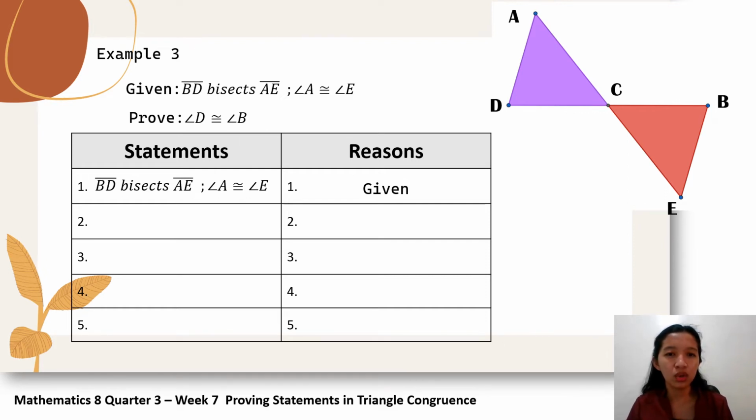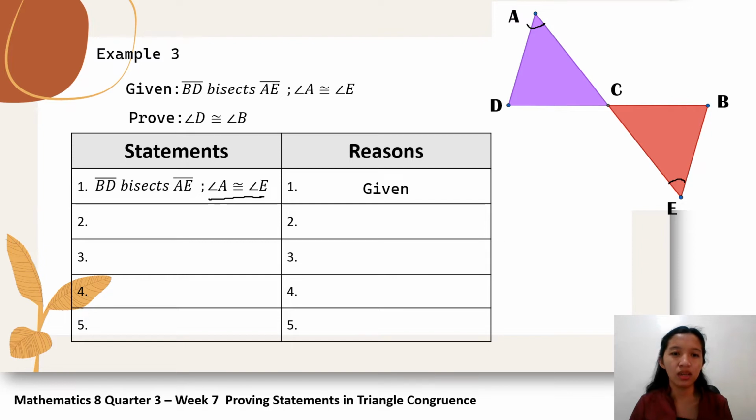So what we can use in our given is our second given, which is angle A is congruent to angle E. So let's put markings on angle A. Now we use our second given. Our first given, we cannot put markings on our figure since it does not say any congruent parts. So what we can do with our first given is to use this to find our second statement.